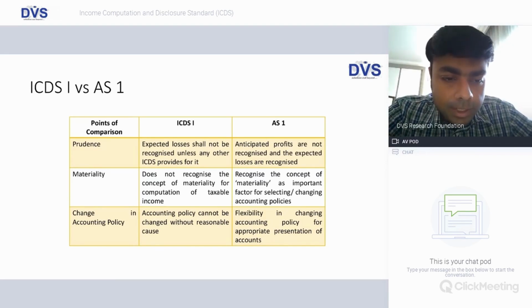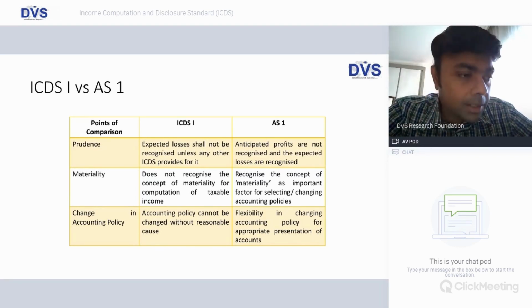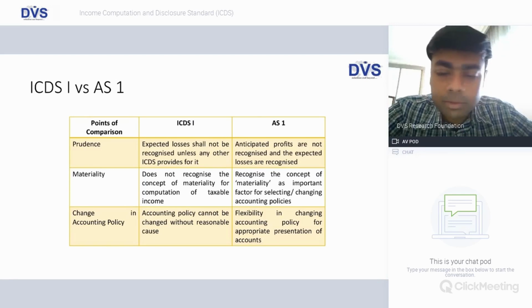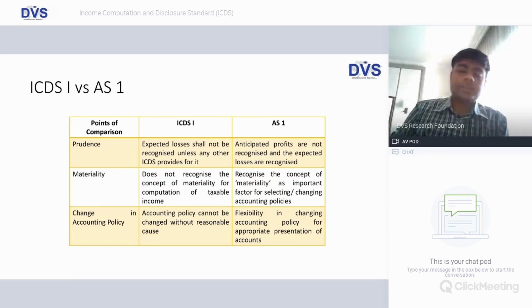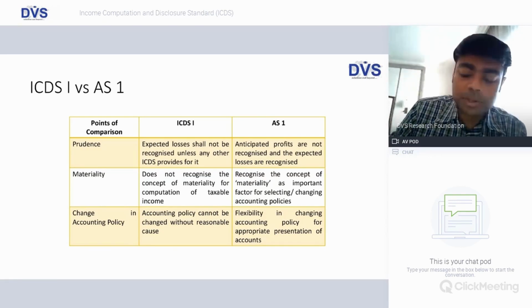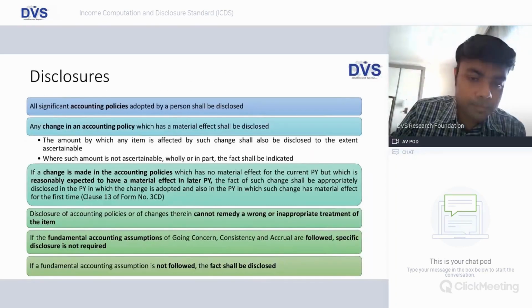As far as materiality is concerned, there is no need for materiality as for tax accounting standards. So even if it's 100 rupees, it needs to be disclosed. Change in accounting policy cannot be made without a reasonable cause. There is flexibility, and whenever there's a change in accounting policy, the effect of such change needs to be disclosed as far as your accounting standard is concerned.